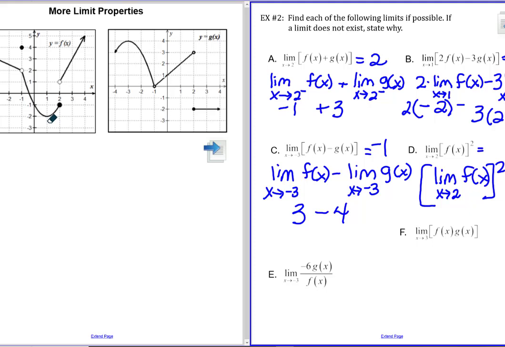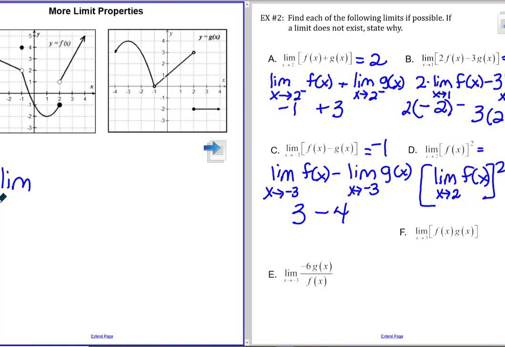for letter D, we have a problem. So this is our first case where we have a general limit. So what we want to do is first look at the limit as x approaches 2 from the left. So as x approaches 2 from the left, it's going to -1.